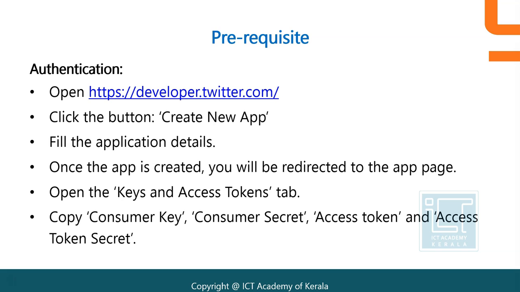Once that is done, you have created that app and you will be redirected to that app page. There you can see a tab named keys and access tokens. From there, copy the consumer key, consumer secret, access token and access token secret and save it in a notepad. You will use these keys in your Python program for getting the information or tweets from the Twitter API.